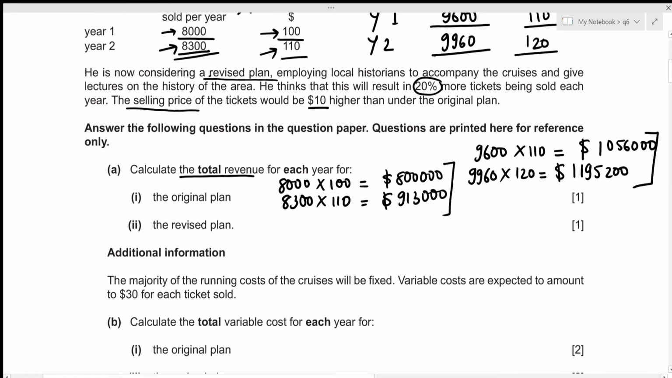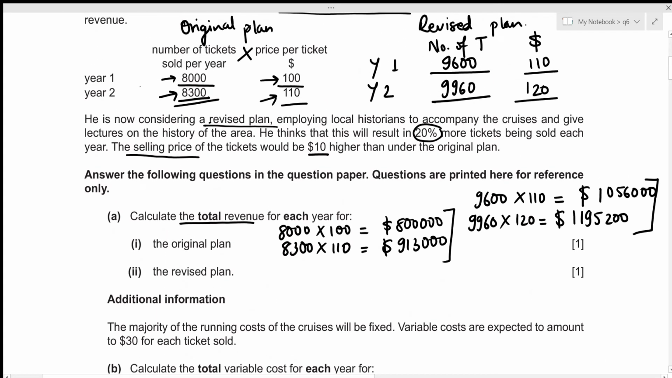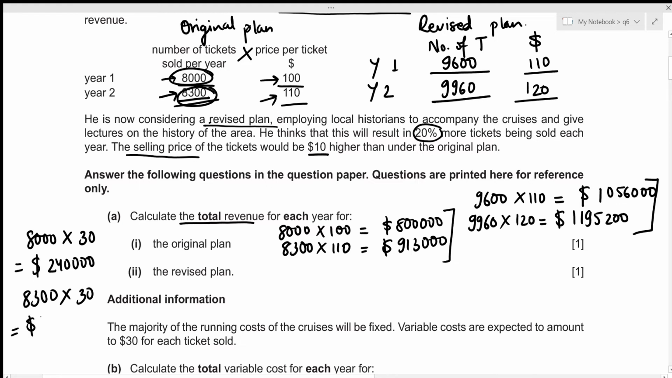So we can just multiply these together. Under original plan in year 1, we have our number of tickets sold of 8,000. So that's going to be 8,000 times the variable cost per unit, which is 30, which gives the total variable cost under original plan for year 1 to be 240,000. Let's repeat the same process for year 2. We can see that the number of tickets sold per year is 8,300. So that's 8,300 times the variable cost per unit, which is 30, which gives the total variable cost under original plan for year 2 to be 249,000.